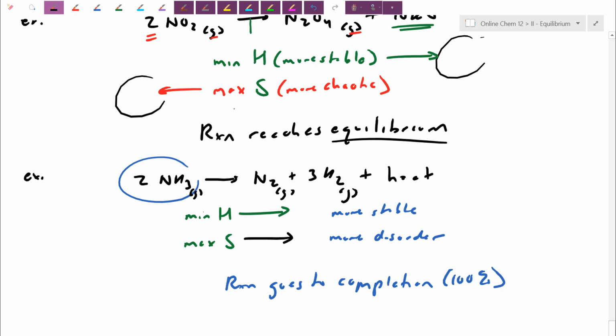We're going to spend the rest of this chapter looking at, once we hit equilibrium, then what? All right, so just try that out here. If you have any problems, just let me know.